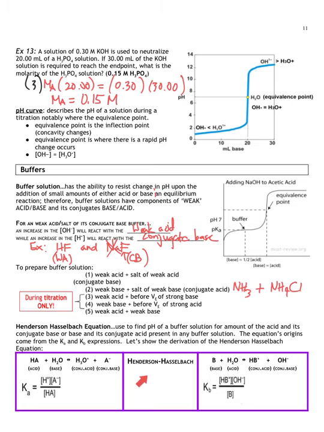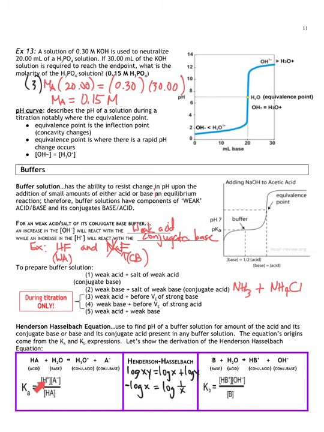So this equation is for a buffer solution. Anytime you hear buffer, that means you're going to go to the HH equation. So how do we go about taking the Ka expression and getting the Henderson-Hasselbalch equation? How do we derive the Henderson-Hasselbalch equation from this Ka expression?